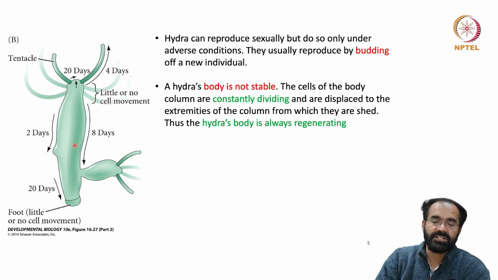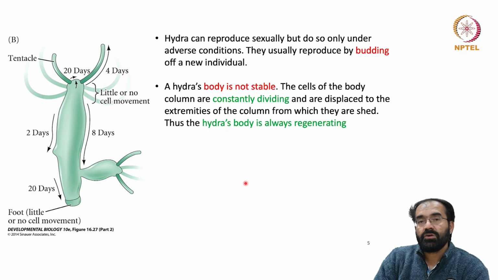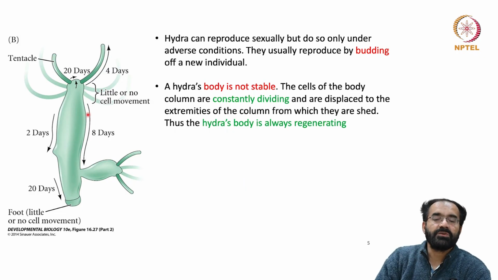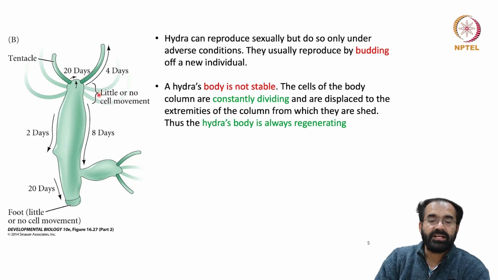As you can see in this picture, this is a single Hydra, and a small miniature Hydra is coming from the surrounding. This is called budding. Hydra's body is not stable. As you can see in this picture, you see 8 days, 2 days, 20 days, 4 days is written. You may wonder what does it mean.